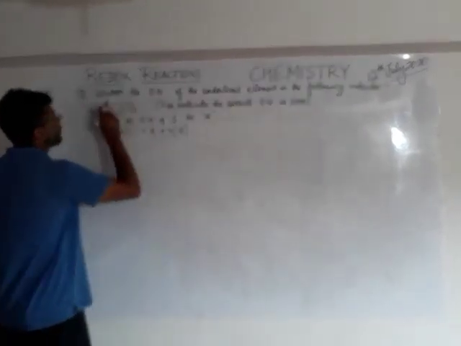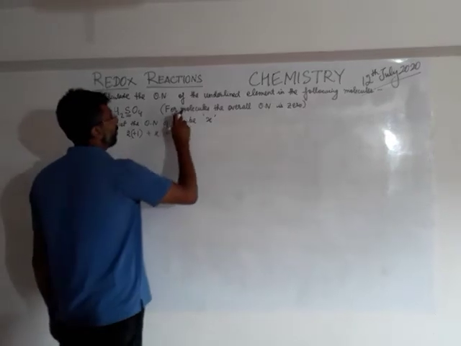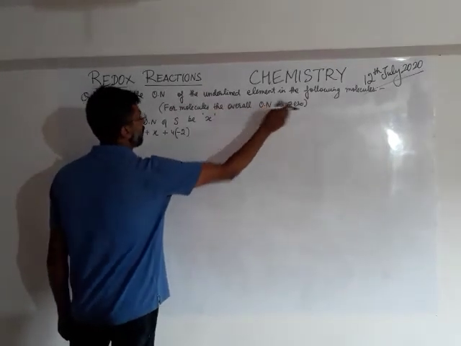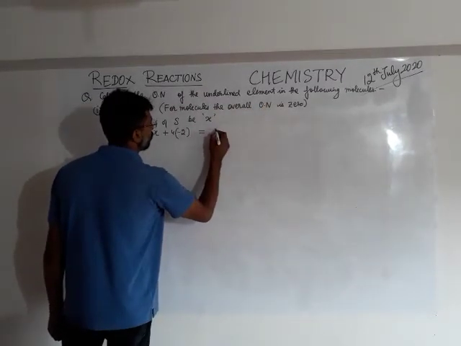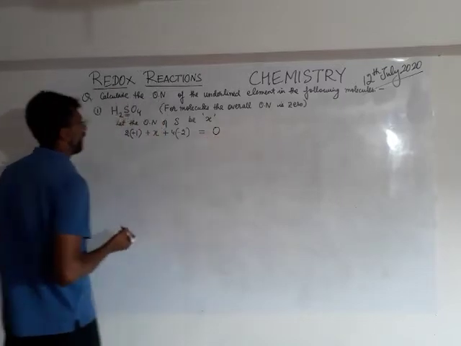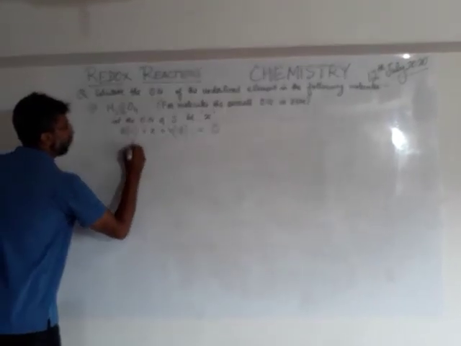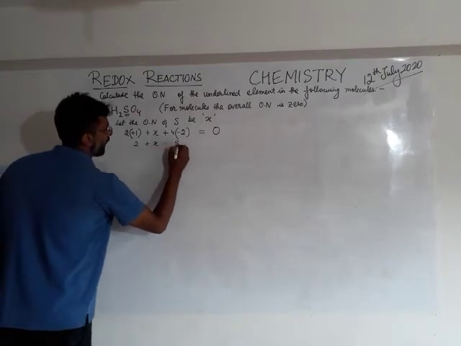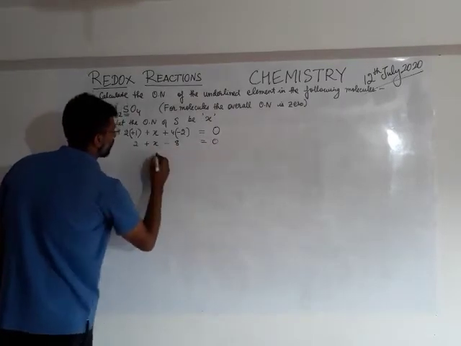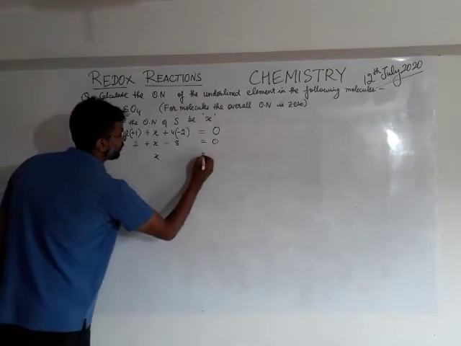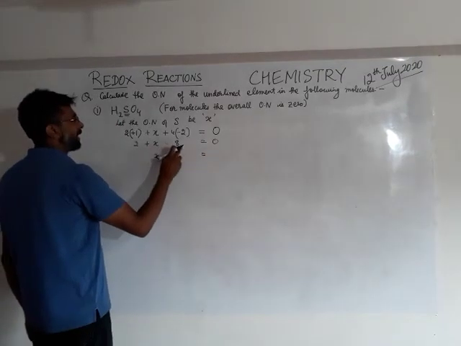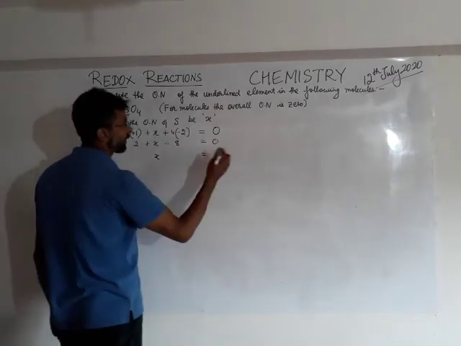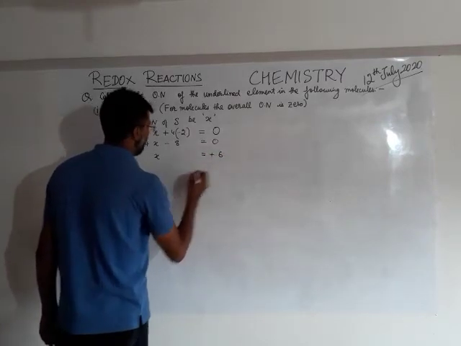Now the overall charge is 0. For molecules, the overall oxidation number is 0. So I am going to write down is equal to 0. Now I can simplify this. 2 plus X minus 8 is equal to 0. Or I can write down X is equal to 2 minus 8, which is minus 6. That's right, it becomes +6.